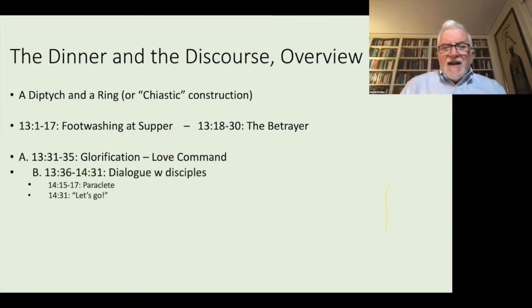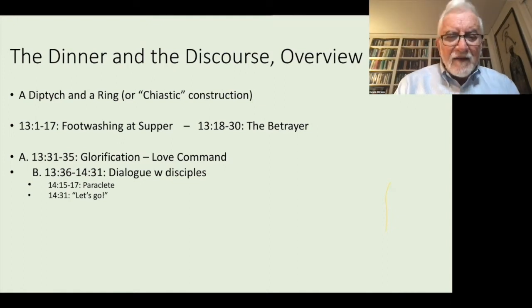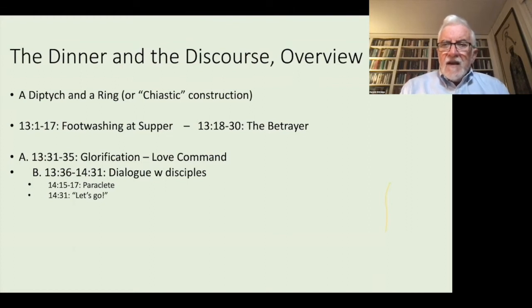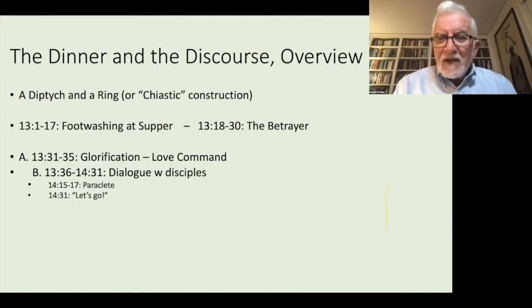Then there's a dialogue between Jesus and the disciples that runs from the end of chapter 13 through the end of chapter 14. And in this part of the dialogue, we encounter for the first time the figure of the Paraclete. We're going to have to spend a little bit of time on that figure. And at the end of chapter 14, we have Jesus saying to the disciples, okay, let's go. Time's up, which has suggested to lots of people that the farewell discourse originally ended there and was supplemented by the material that follows in chapters 15, 16, and 17.